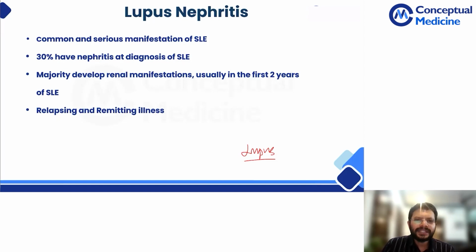It is a general thumb rule that if the patient does not have any kidney involvement within the first 2 years of SLE, then probably they've escaped. They are in the minority of patients who don't have renal manifestations at all. And with SLE, we all know that it is a relapsing and remitting illness. So it comes and goes. So there is need for prolonged immunosuppression in lupus nephritis. You really don't know when to stop and when the disease will come back.